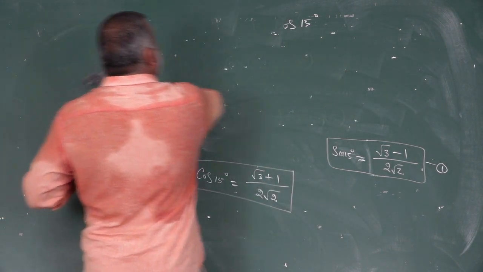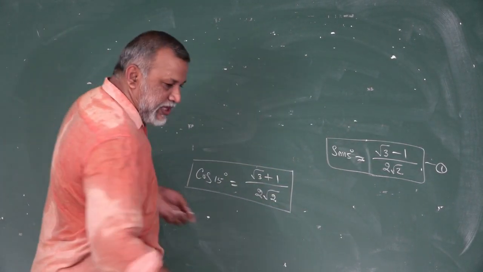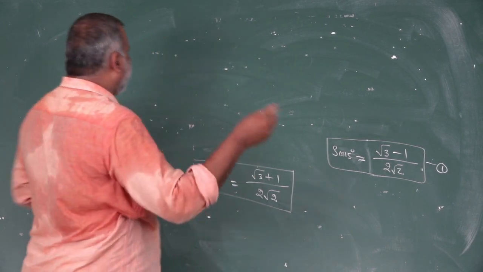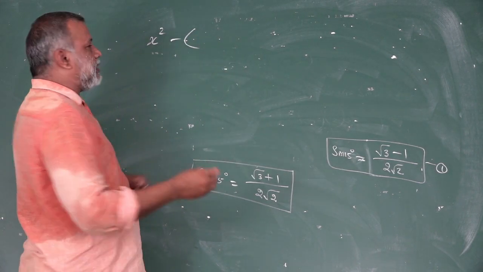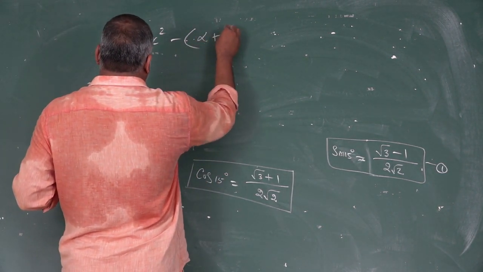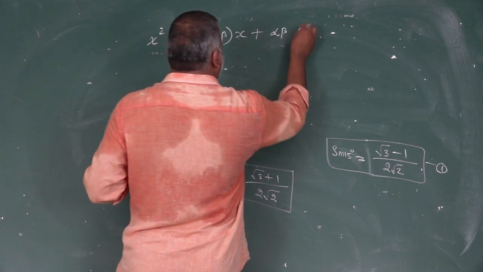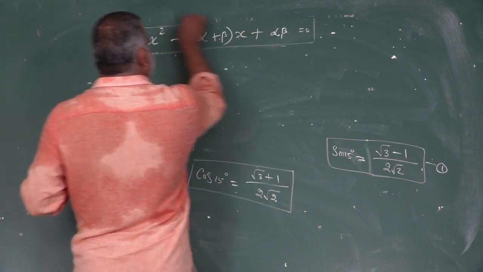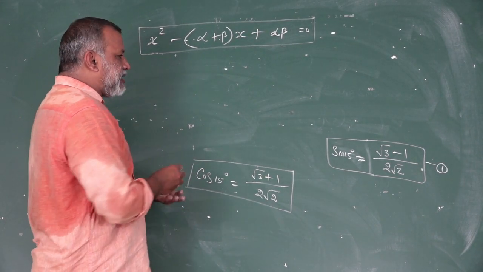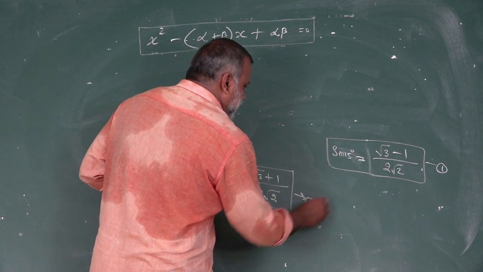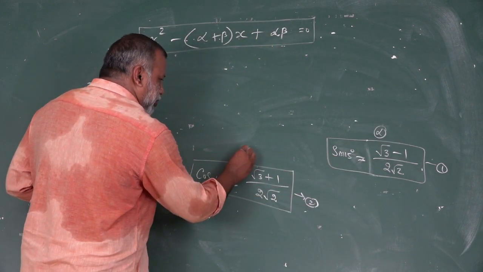If alpha and beta are the roots of a quadratic equation, then what is the procedure to form it? From your 10th standard knowledge, x squared minus the sum of the roots, alpha plus beta, into x, plus the product of the roots, alpha beta, equal to 0. This is the required quadratic equation. So consider the first resultant to be alpha and the second result to be beta.